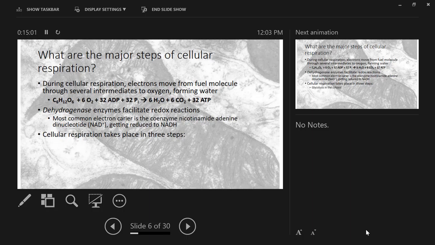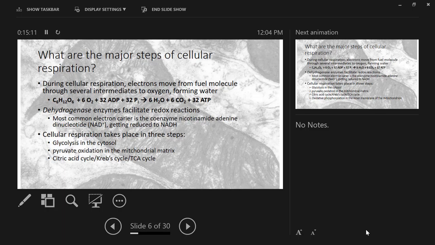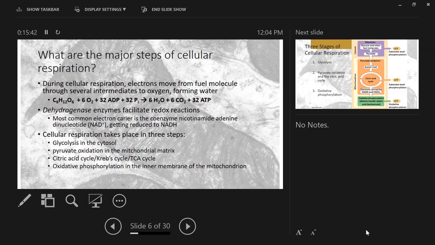Cellular respiration takes place in three steps. First, glycolysis, which happens in the cytosol, in the fluid of the cell. Pyruvate oxidation and the citric acid cycle are basically a single step. They're step 2A and 2B, but both part of step 2. This happens in the mitochondrial matrix, on the inside of both mitochondrial membranes. And then the third step, oxidative phosphorylation, in the inner membrane of the mitochondria.